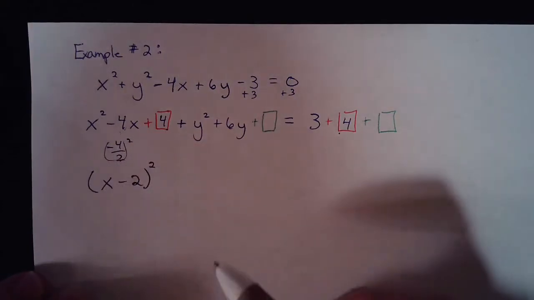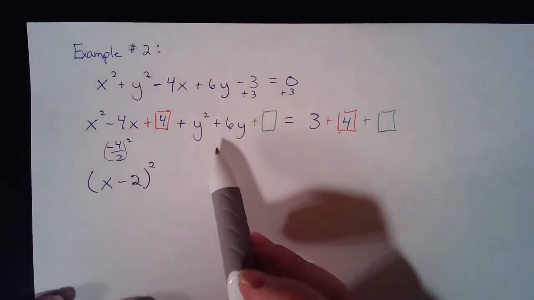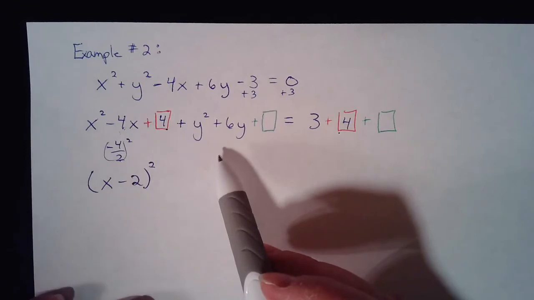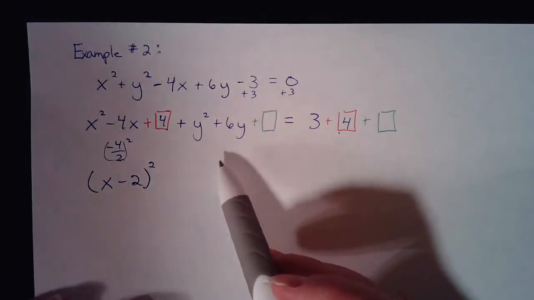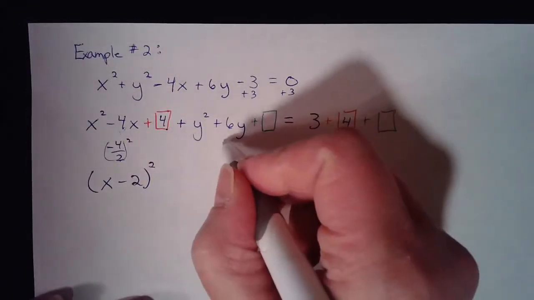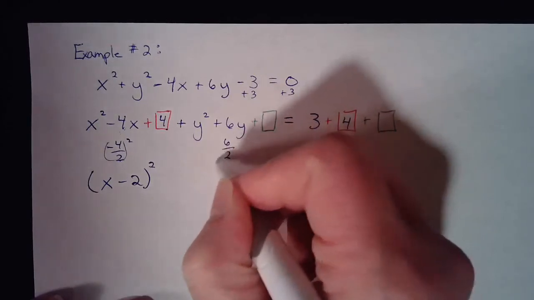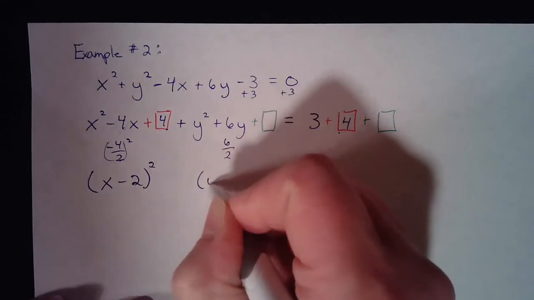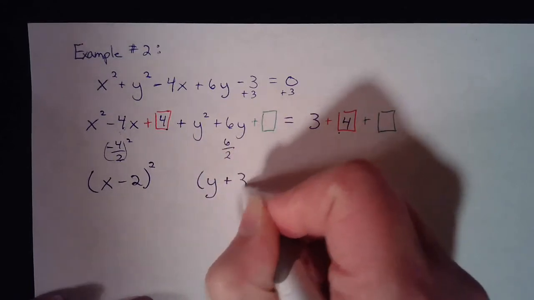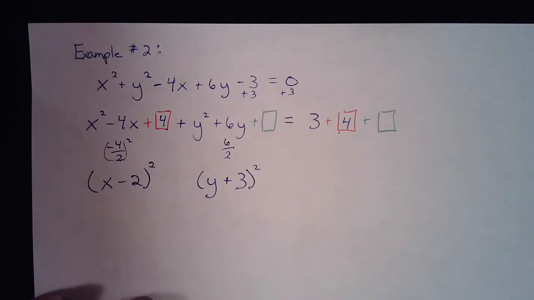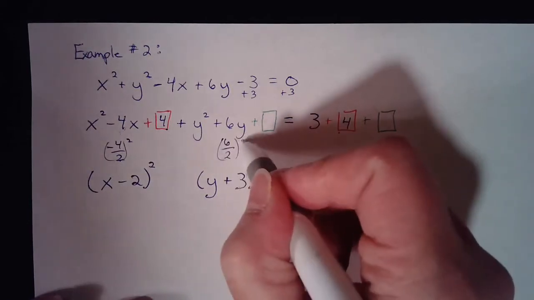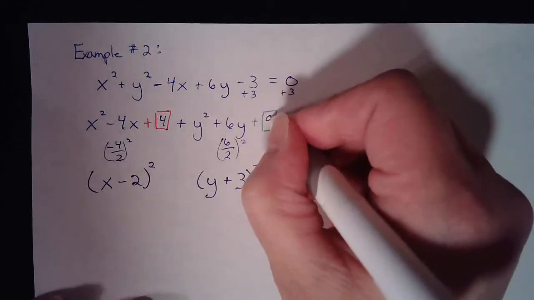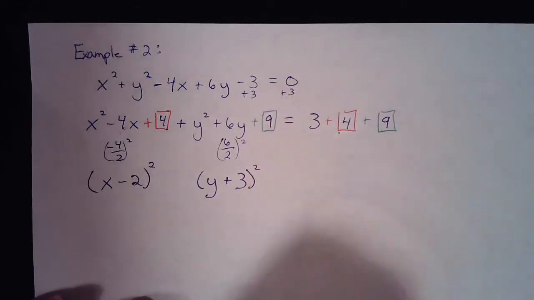So I'm going to do that same thing for the y's. Once again, if you're used to using the tile drawings, go ahead and continue using your tile drawings. Okay, it does the same thing. All right, so I'm going to do 6 divided by 2, which gives me a positive 3. So this is going to be y plus 3 squared. And then when I square that, that's going to be 3 squared, which is 9. So I'm going to add 9 to both sides.